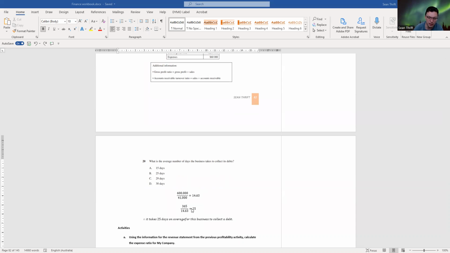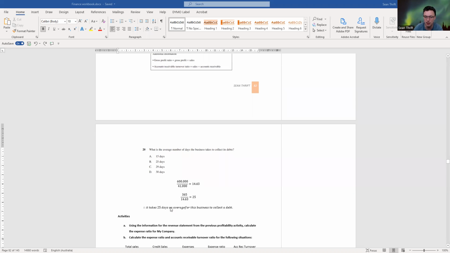Now, what this will give us is 25. What this means overall is it takes 25 days on average for this business to collect the debt. Not too bad, not great either. We could certainly improve on that, and we might be asked an interpretation question after that. But for the sake of this multiple choice, that's all we had to do. So the answer to this one is, of course, B, 25 days.